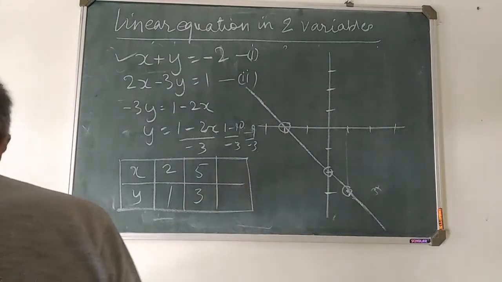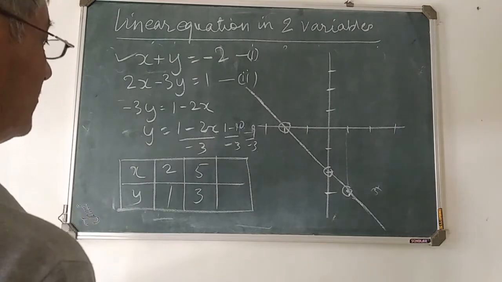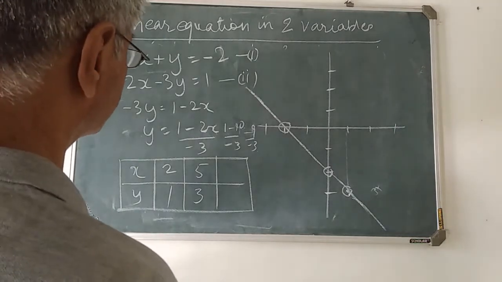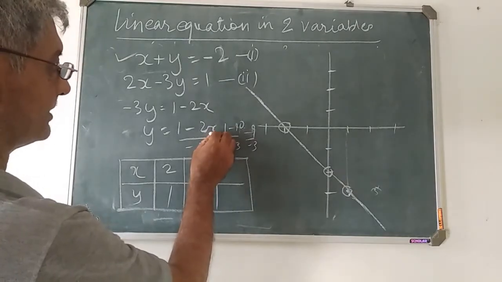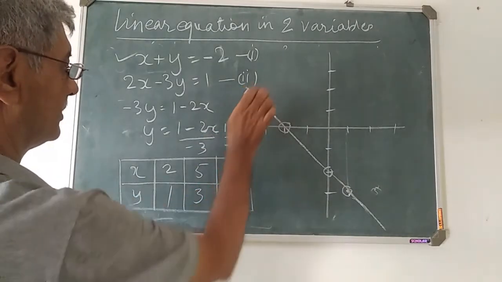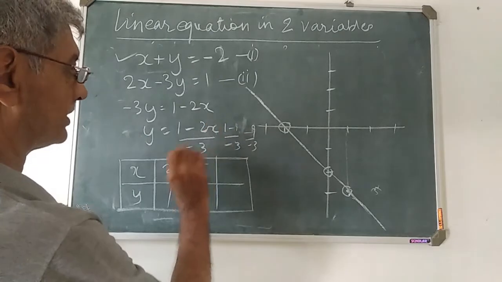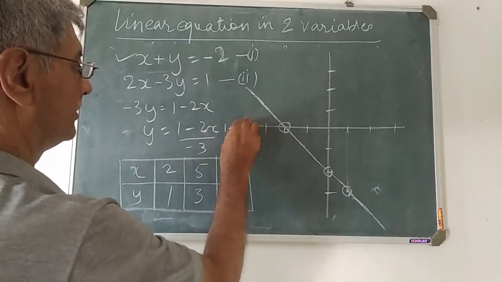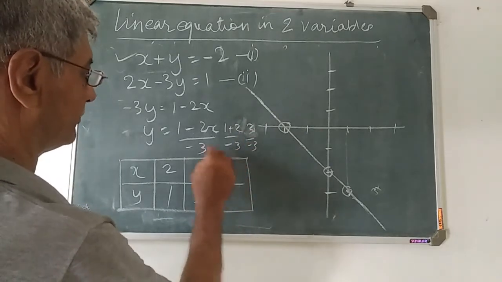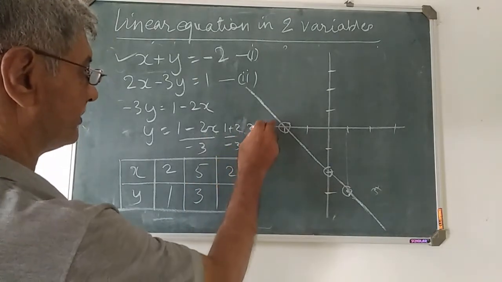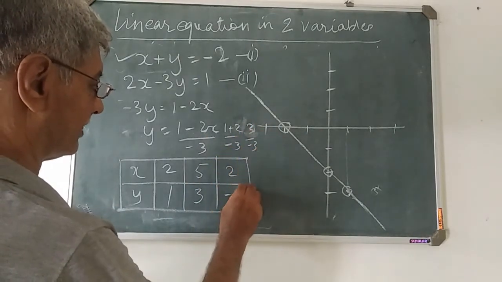So these are the two. Now let us take x as minus 1. If you take x as minus 1, minus 2 into minus 1 is plus 2, so this will become 3 upon minus 3. It will become minus 1.